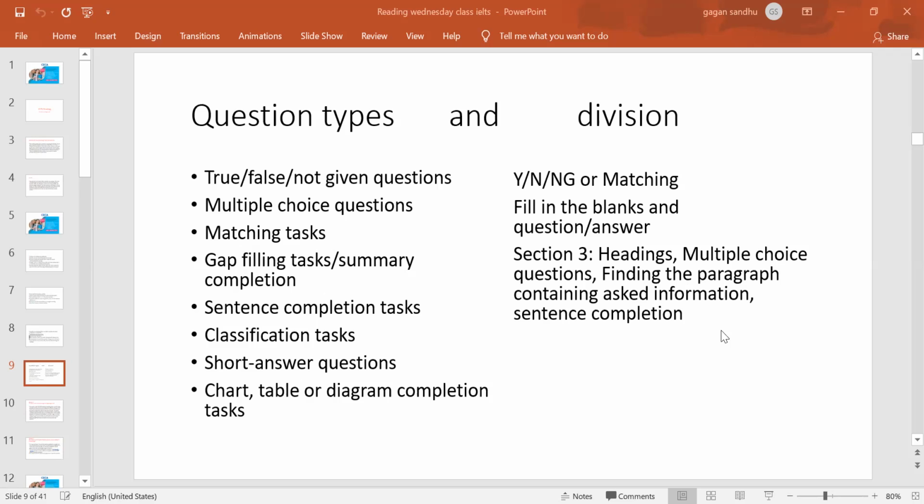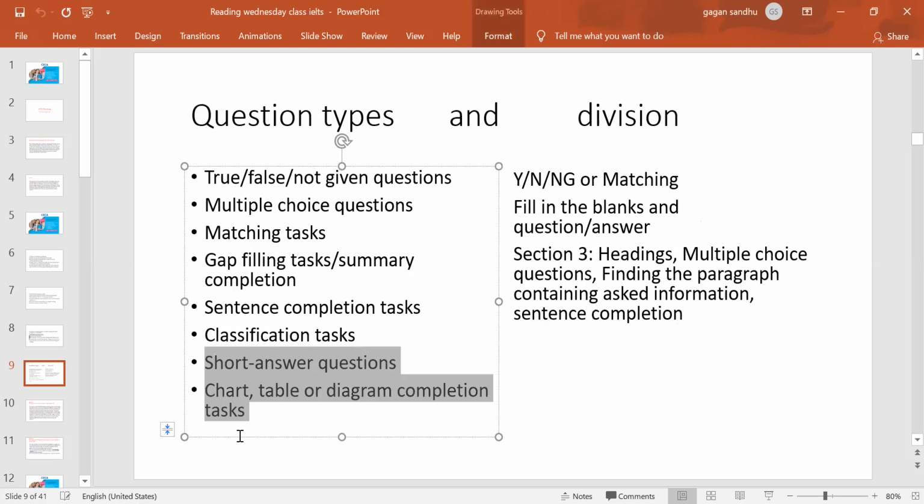And finding the information, which paragraph contains the following information, this is also done. The short answer question and chart, table or diagram completion. So these two questions, short answer question, will be like this: one independent question is asked, maybe two independent questions are asked, and you need to write your reply in one word, two words, max three words, according to whatever the instruction of the question.